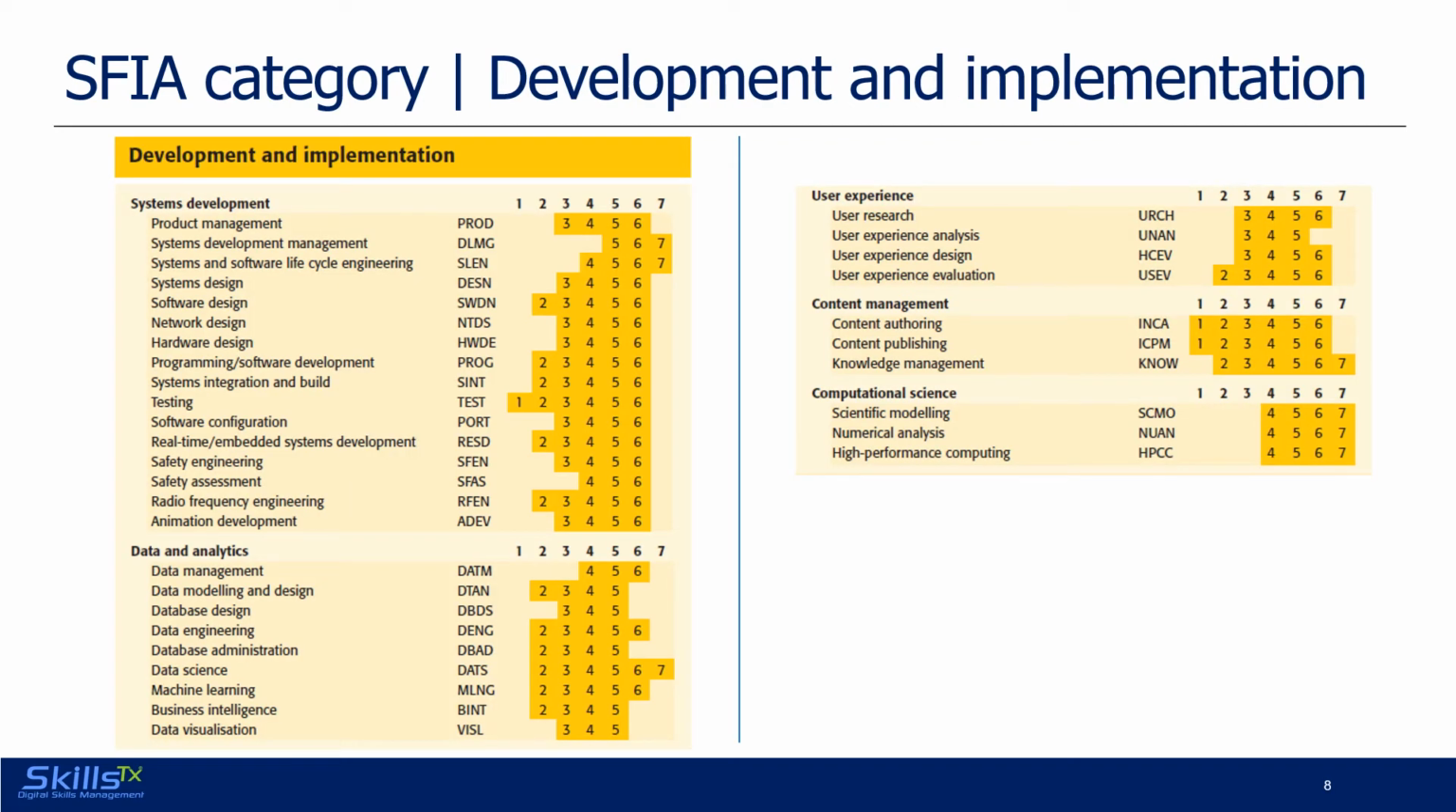The yellow development and implementation category is where you will find most of the design and build skills, such as systems development management, systems design, software design, programming, data modeling, database design, and network design. There's a group of user experience skills, computational science, data and analytics, as well as skills for product management, systems integration, and hardware design.